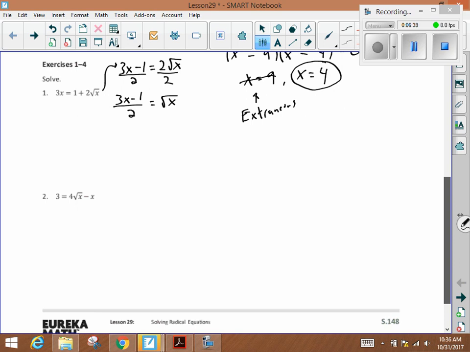Well, gosh, now when I square both sides, I end up with 3x minus 1 over 2 squared equals x. That's great. I have to divide both sides by 2 in order to get that 2 to go away from in front of my square root of x. This is probably not going to be pretty.